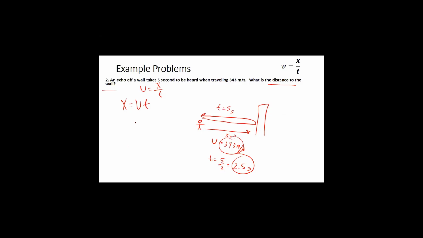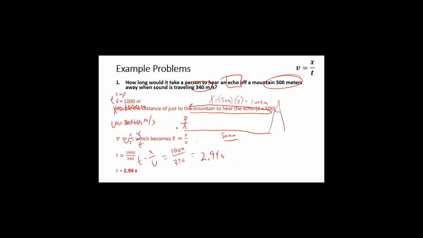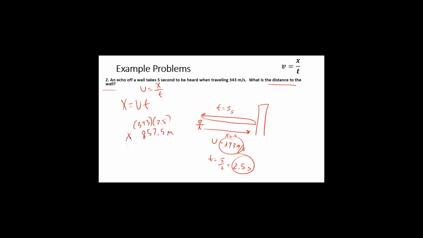So when we plug in our numbers, the 343 and the 2.5, we end up getting 857.5 meters. And that's going to be the distance there.